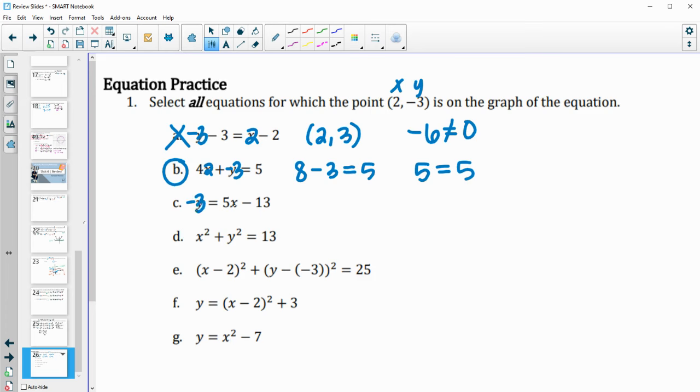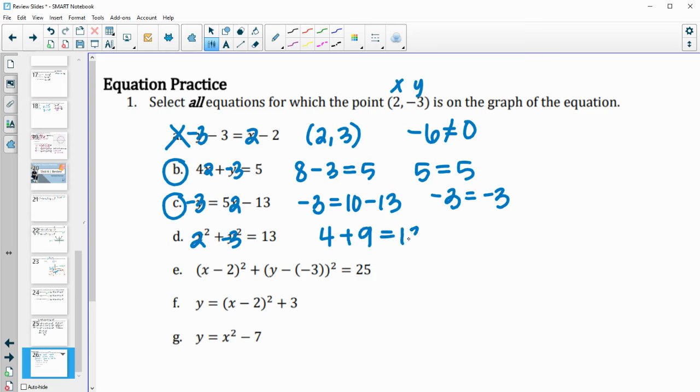Y is negative 3. X is 2. So we have negative 3 equals 5 times 2, which is 10, minus 13. So we have negative 3 equals negative 3. That means that point is on the equation. Part D is a circle centered at (0, 0). So we can just plug this in. So 2 squared is 4. Negative 3 squared is positive 9. 4 plus 9 is 13. So 13 equals 13. That is on our circle.